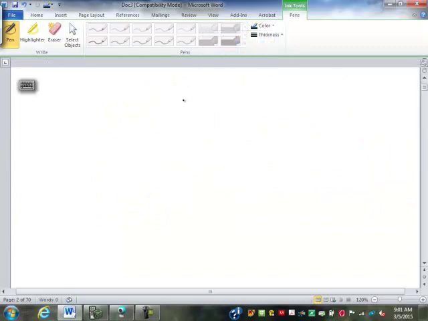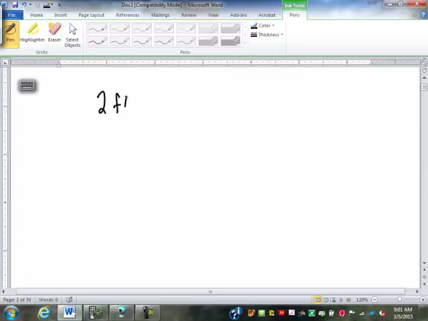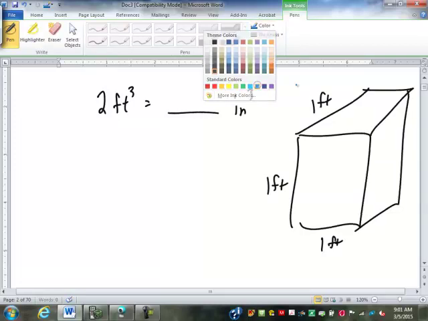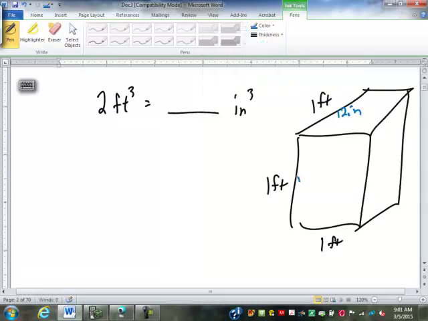Let's talk about volume then. What if this were 2 cubic feet that I want to convert into cubic inches? Not by 3. A cubic foot is 1 foot by 1 foot by 1 foot. So 12 inches by 12 inches by 12 inches, otherwise known as 1,728 cubic inches.